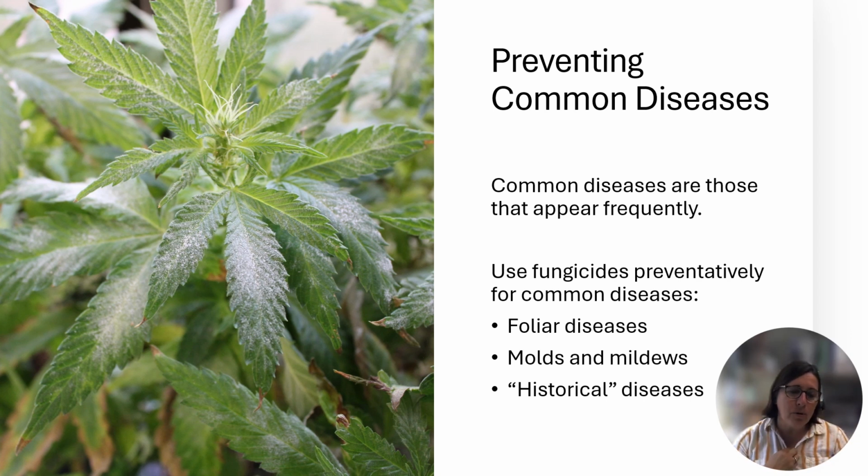Now, if we're going to prevent very common diseases, those that we know will occur year after year or season after season, we typically think about a lot of our foliar diseases, molds such as Botrytis gray mold, or mildews like powdery mildew. We can also think about what I like to call historical diseases. So if your greenhouse has a history of a certain disease, you would call that a common disease, and that would definitely be a major consideration as you develop your fungicide program.